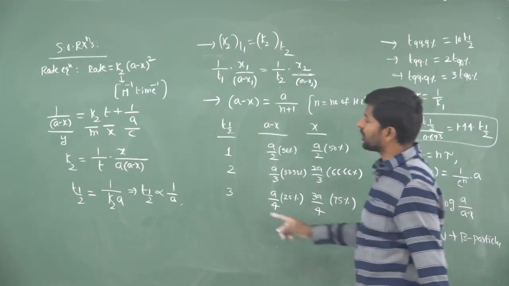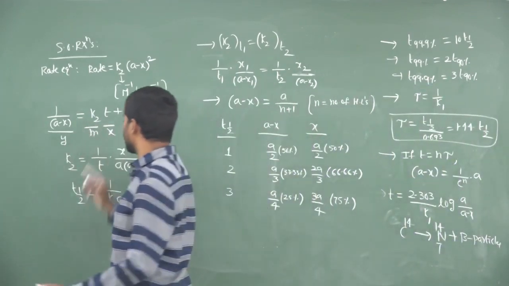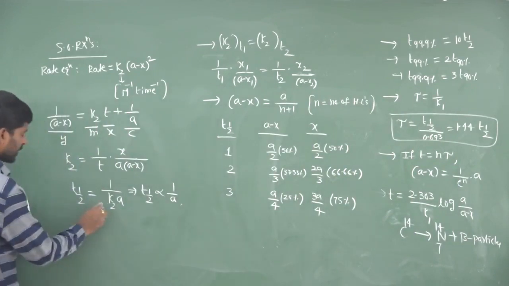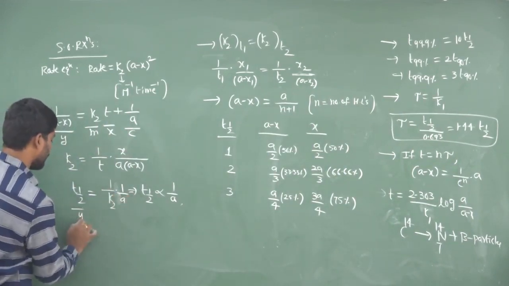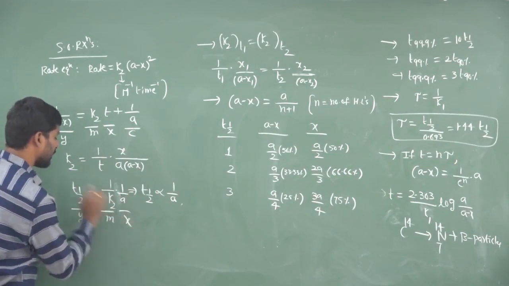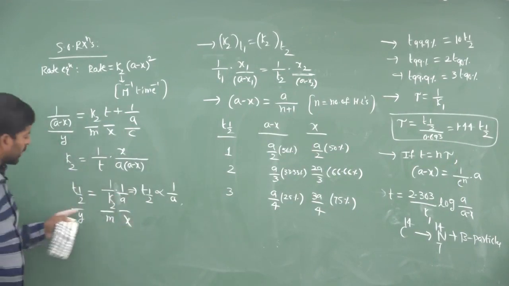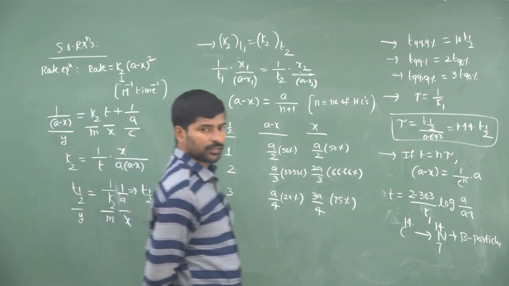So mainly you remember this graph, 1 by A minus x versus t. Another one we can get is t half versus 1 by A also, which is in the form of y is equal to mx. t half versus 1 by A, we will get a straight line passing through the origin.